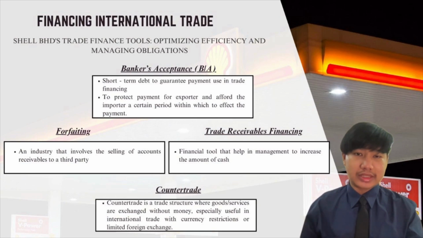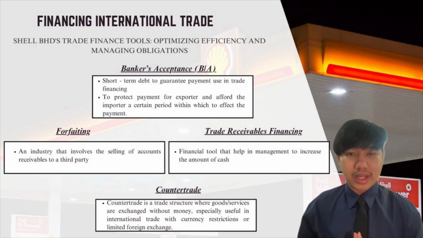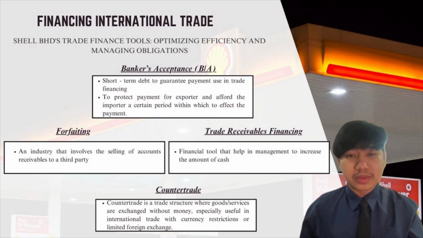And the last one is countertrade. Countertrade is a trade structure where products or services are sold without using money. It is particularly useful in international trade where there are credit controls, like restrictions on currency or scarcity of foreign exchange. For example, Shell undertakes its business in a country that has a serious shortage of foreign exchange, while at the same time this country has plenty of agricultural produce. So Shell is willing to provide crude oil and take agricultural products that it can sell in a different market.